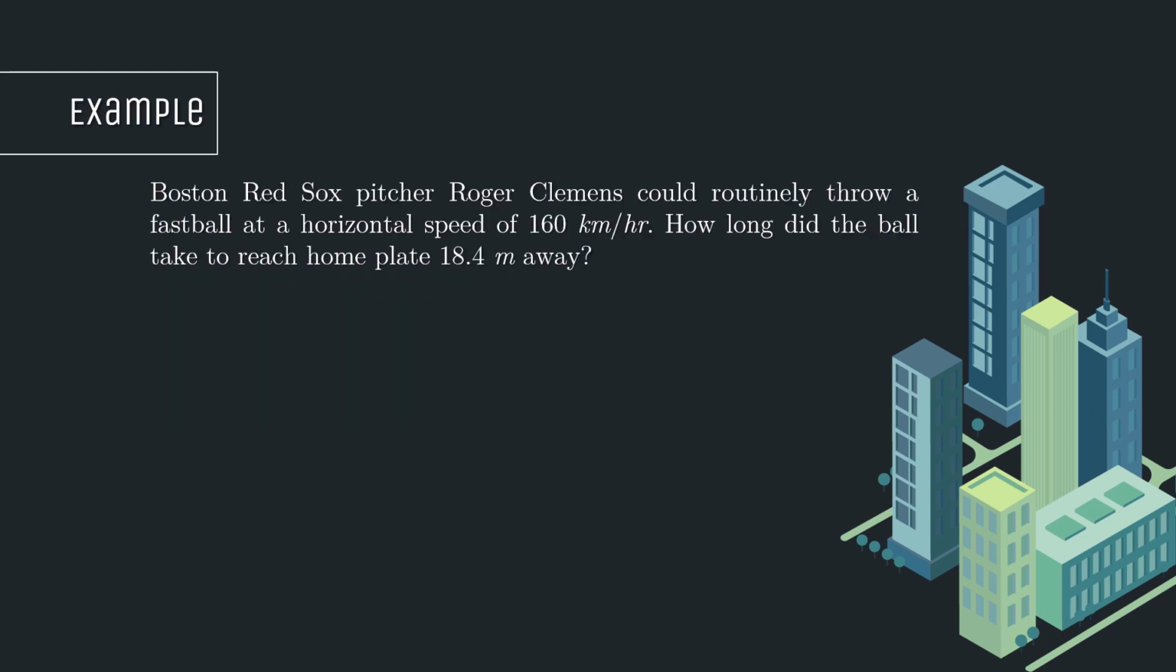For our next example, Boston Red Sox pitcher Roger Clemens could routinely throw a fastball at a horizontal speed of 160 kilometers per hour. How long did the ball take to reach home plate 18 and 4/10 meters away?